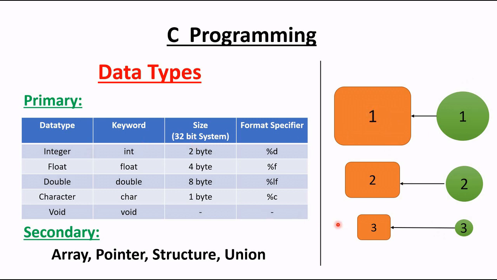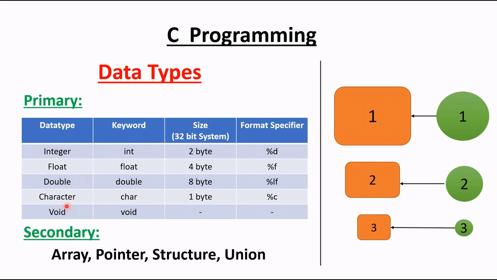But integer is the small type of box, so we can't put a double type or a big type of value into it. If we put a float value like 10.1 inside an integer, only 10 will be stored, and 0.1 will be totally lost. This is the concept of integer, float and double.